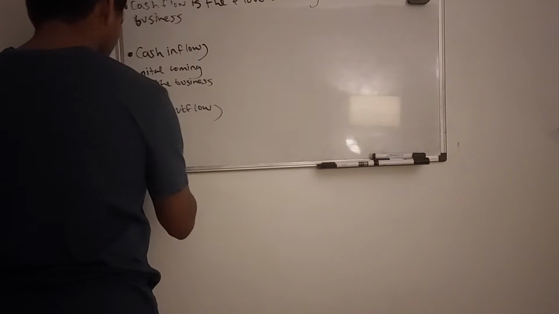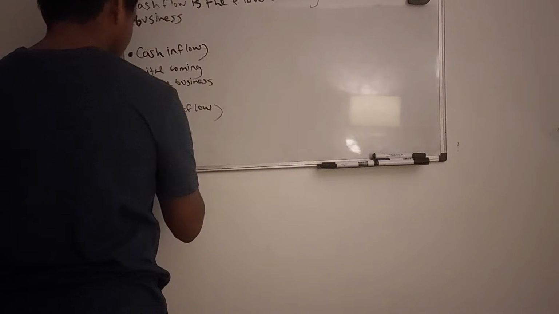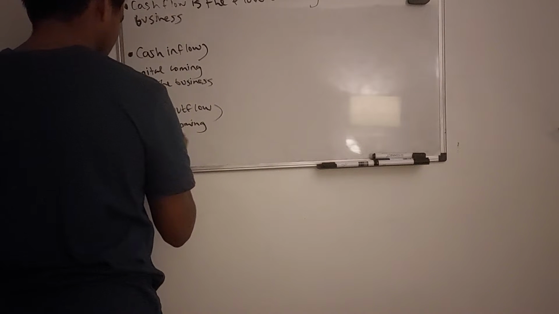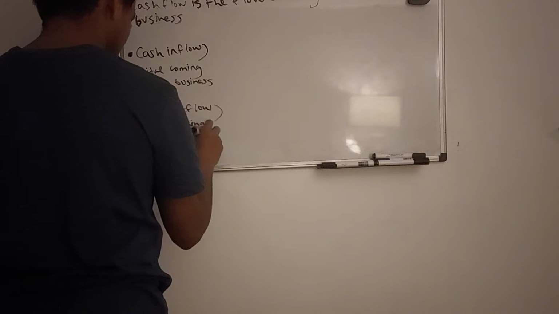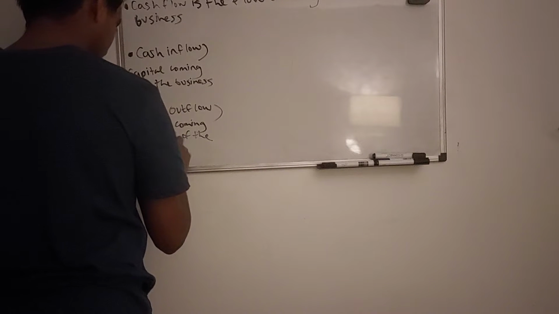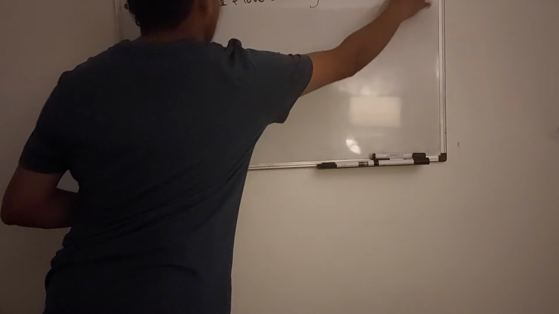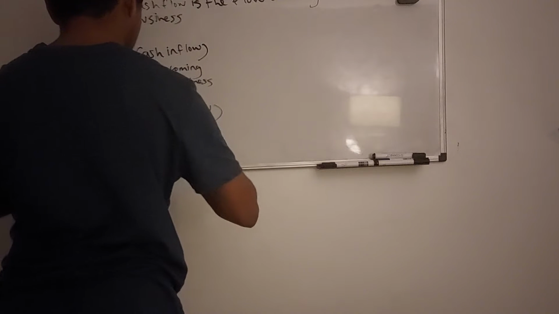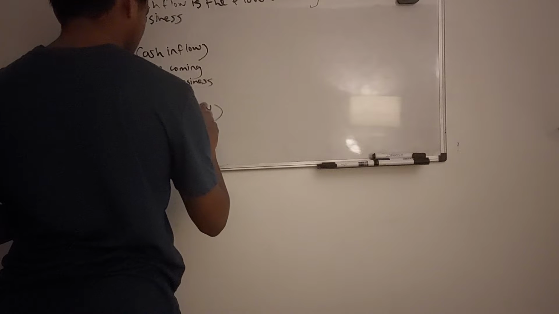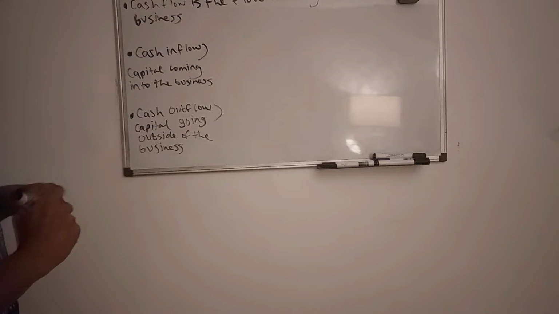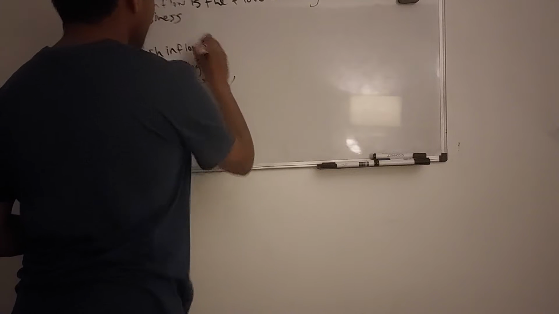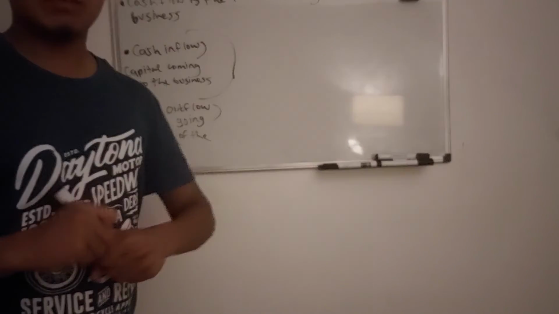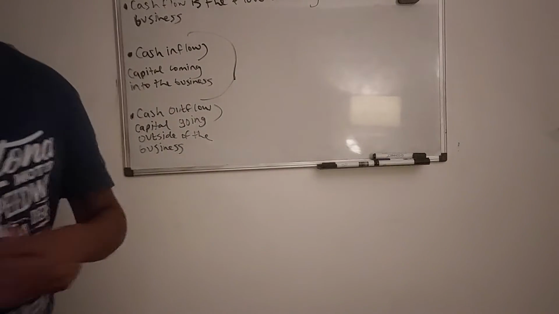So cash outflow is capital going outside of the business. So, cash inflow and cash outflow. Now this is very important because in business there is a net cash flow financial statement, which is a big box.